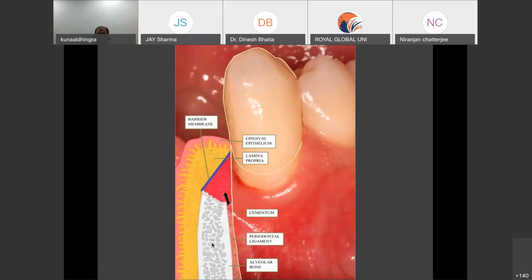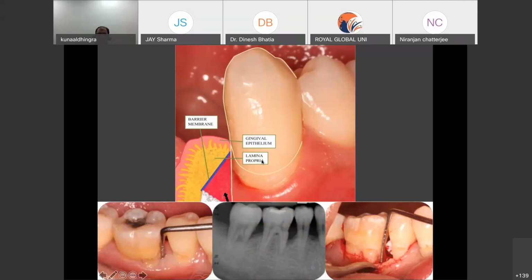So this is how the normal periodontium appears, and this is the disease we are dealing with, called periodontitis, or in common terms, in layman language, pyorrhea. So periodontitis is nothing but inflammation of the gums and the underlying bone, wherein the tooth shows mobility as well as the tooth may even be lost.